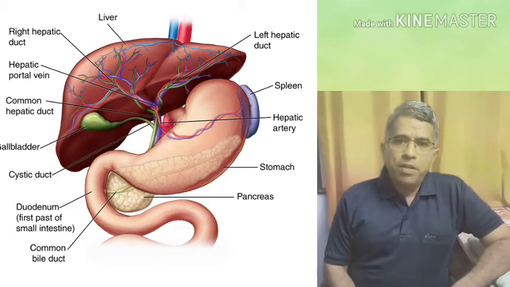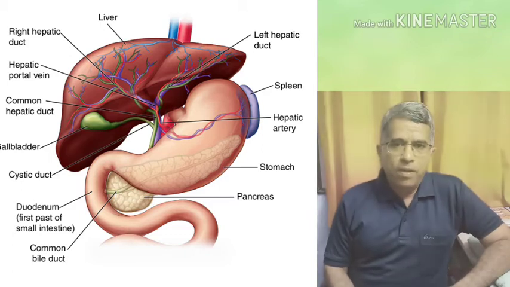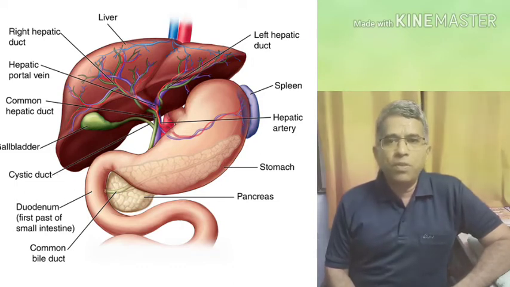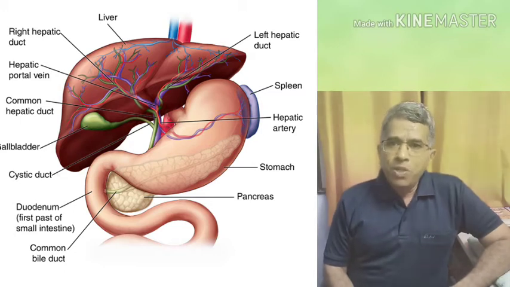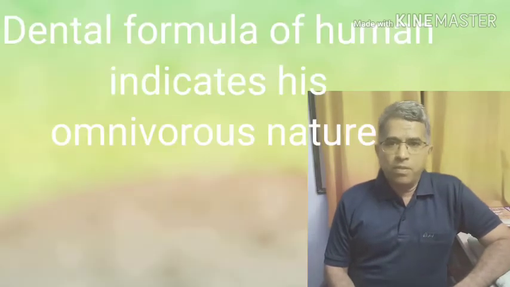And coming to vertebrates, in all vertebrates there is a full-fledged digestive tract along with associated digestive glands. But the animals are classified into different categories depending on the food they take. Some animals are herbivores, they take only vegetarian food, and some animals are carnivores, they take only meat items, non-vegetarian food, because they happen to be predators. And human being is omnivorous.